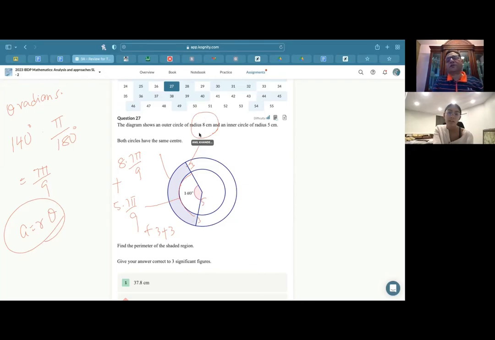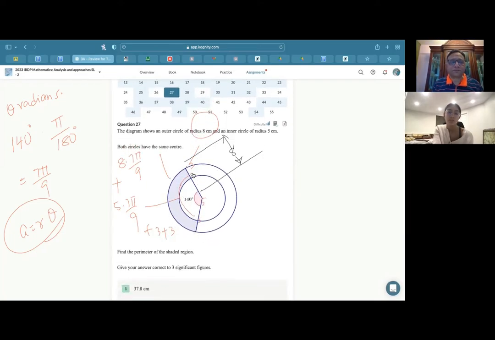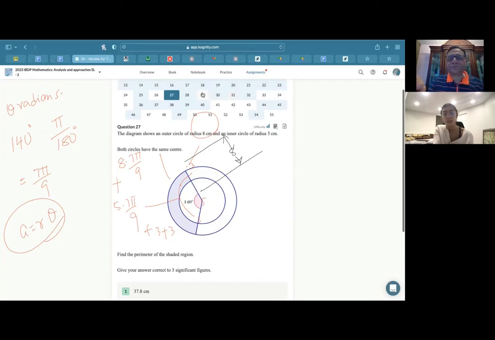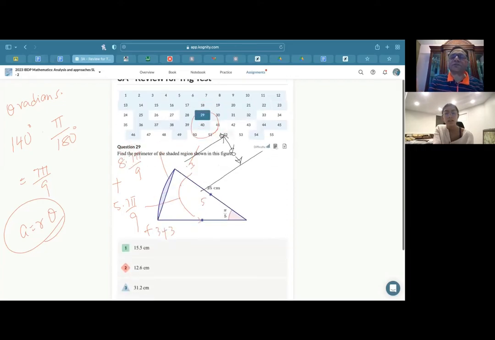The outer circle has radius 8, and the inner circle is your 5. That's why you have to do 5 times 7 pi over 9, and then add the shaded segment sides, 3 and 3 radius. Correct. So that gives you the perimeter because you're adding it all up. They're just asking for this segment right here, the shaded area between two circles.